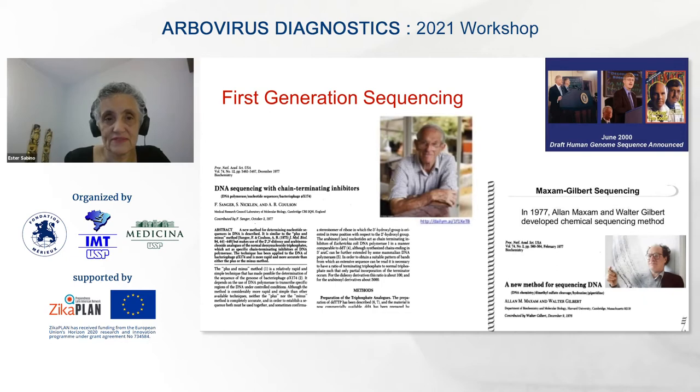So this is the first generation, the two guys who got the Nobel Prize for developing the initial ways of sequencing, Sanger and Max Gilbert. This technology was the main technology until 2000, when the first draft of the human genome was made. So the first human genome was done using the Sanger technology.